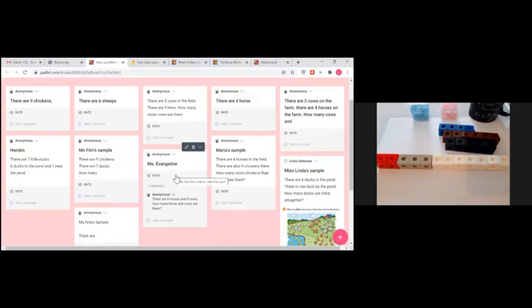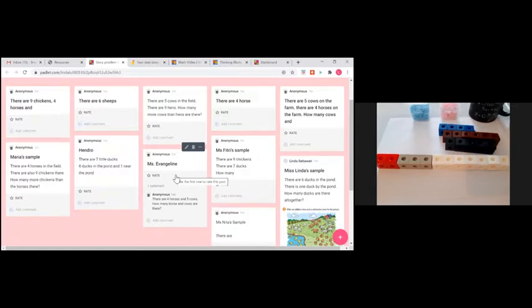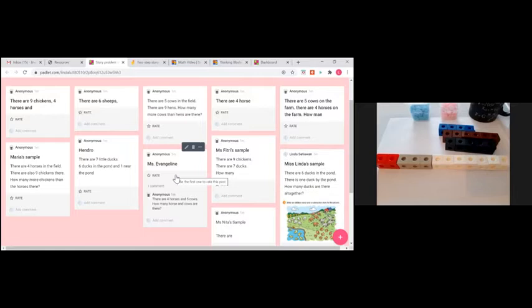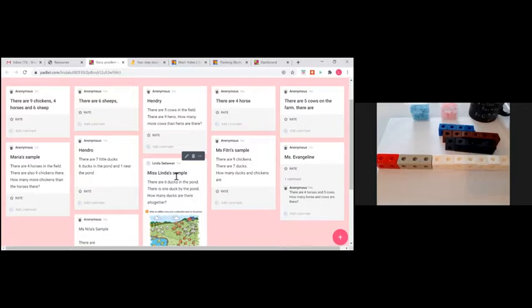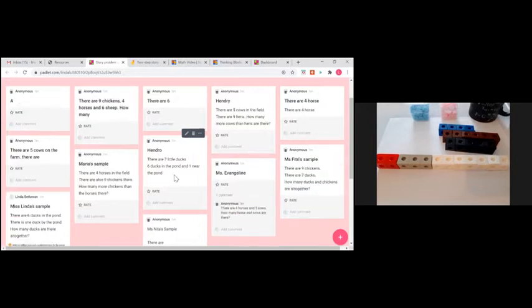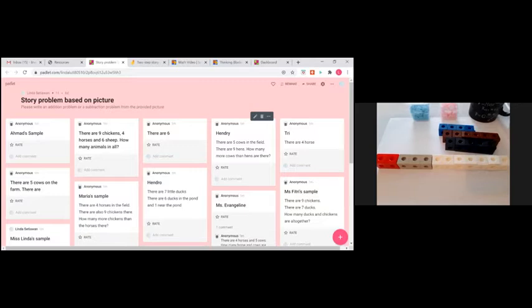This is from Pa Hendro. There are 7 little ducks, 6 ducks in the pond and 1 near the pond. Okay, thank you, Pa. Oh, this one from Miss Maria is comparing between 2 different kinds of animals, horses and chickens, I think. So feel free to take a look if you would like to take a screenshot so you will remember that you've done this activity in this session. Feel free to do that.